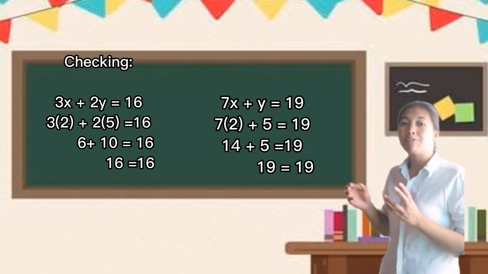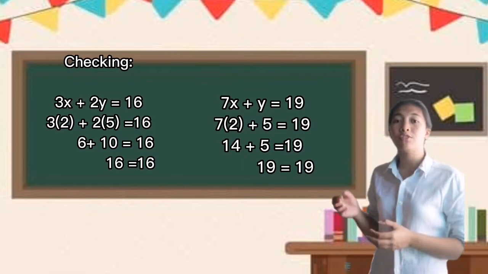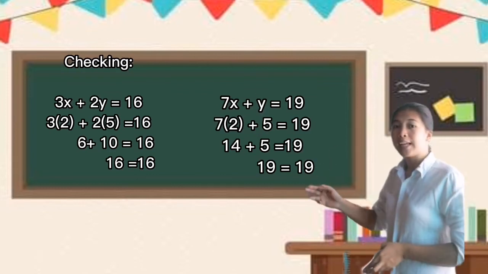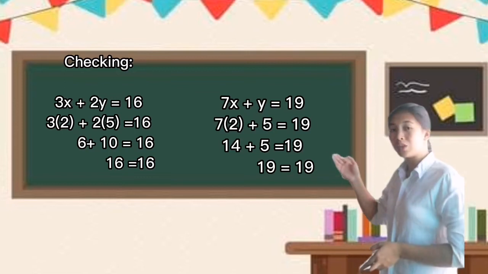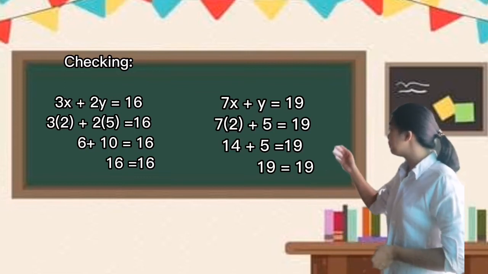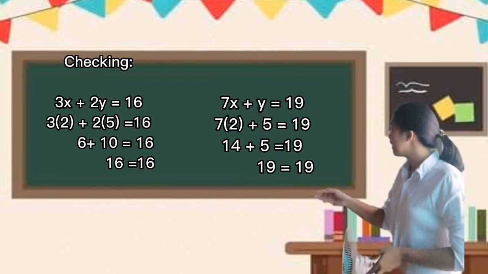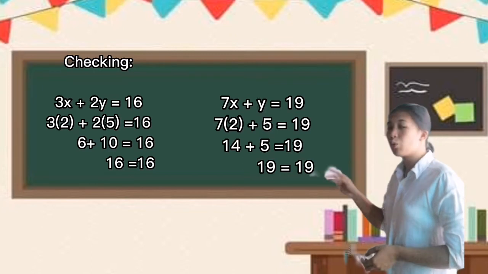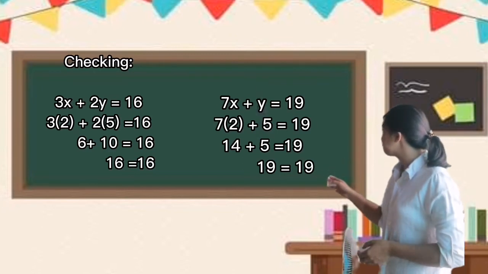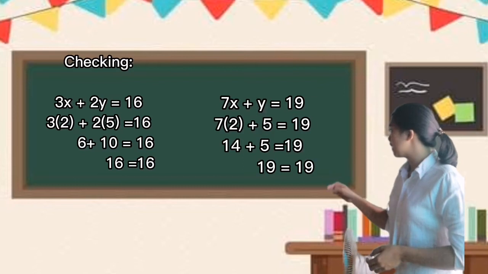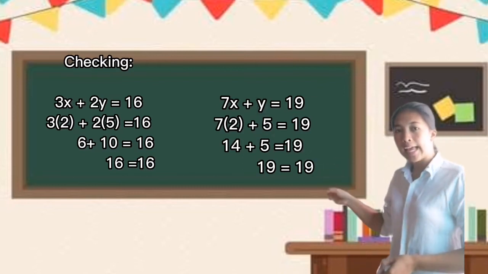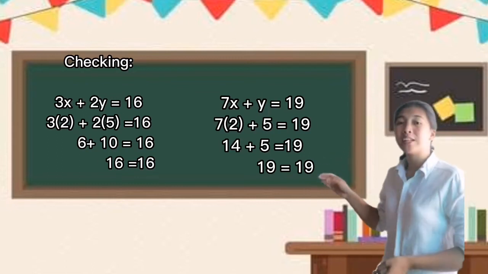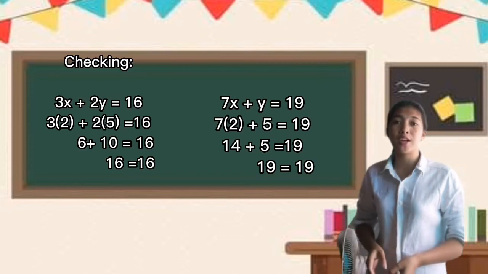To check if the equation is true or false, let's check. This is the first equation, 3x plus 2y is equal to 16. We need to substitute 2 for x and 5 for y. So we have 3 times 2 plus 2 times 5 is equal to 16. So we have 6 plus 10 is equal to 16. 16 is equal to 16. So the first equation is true.